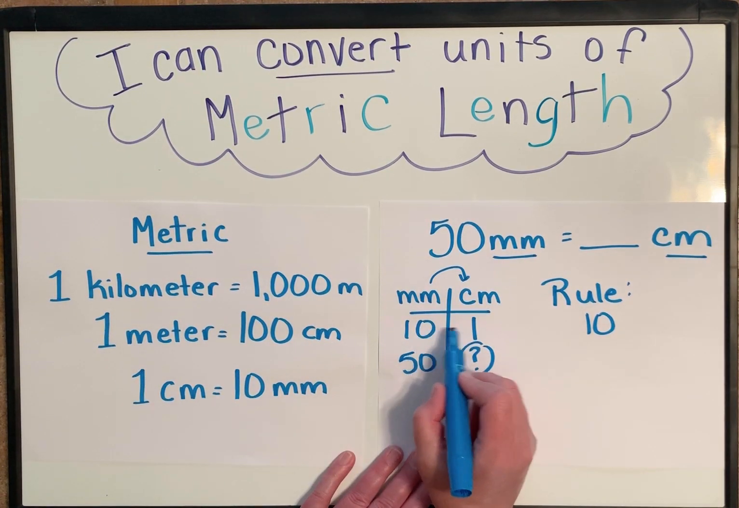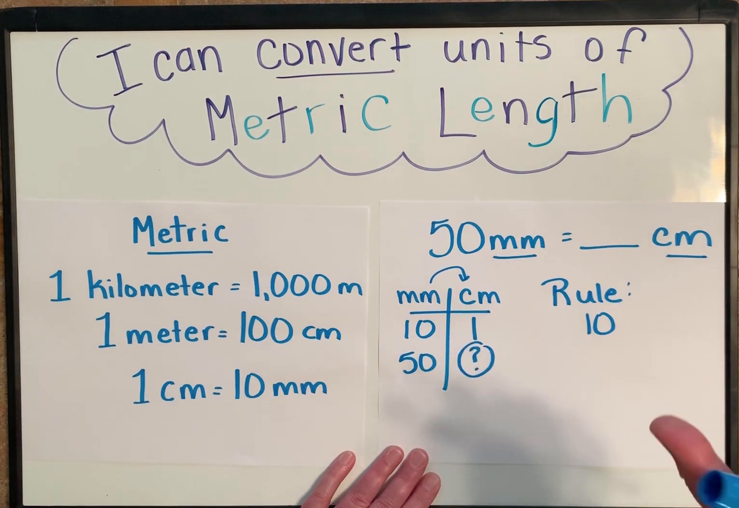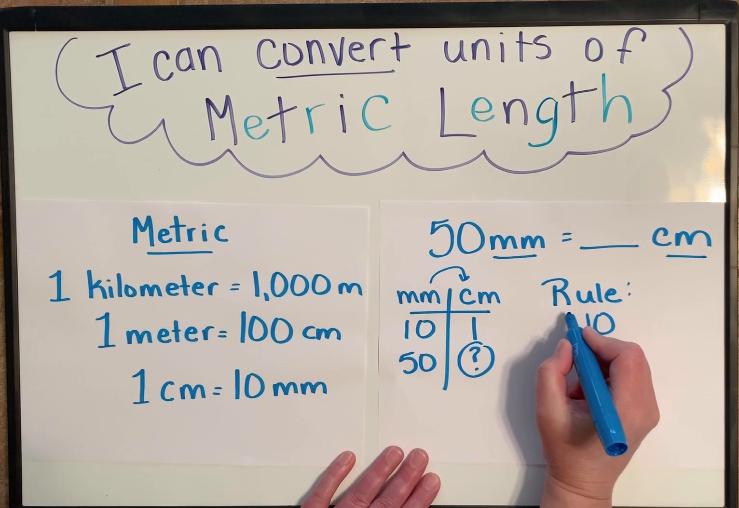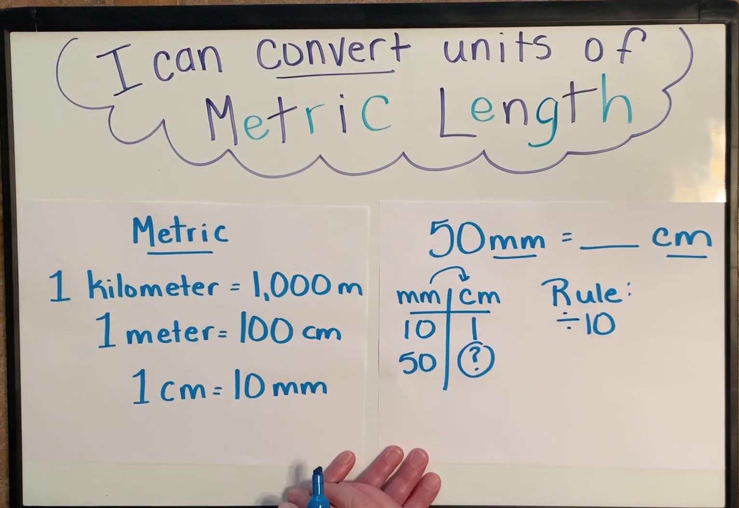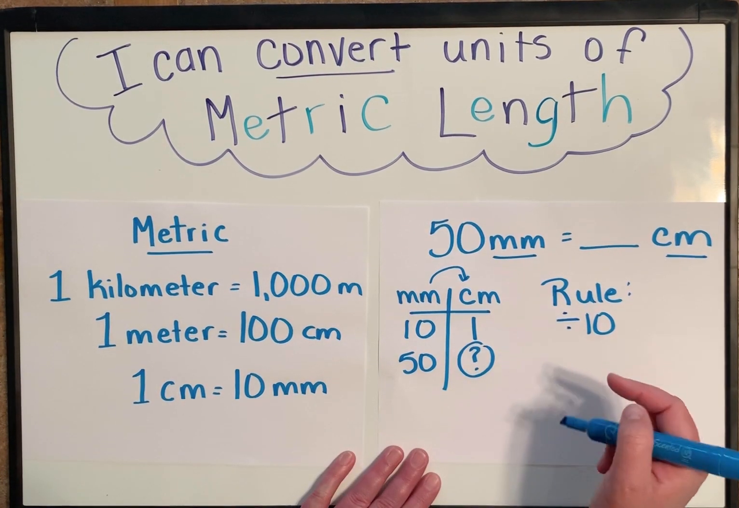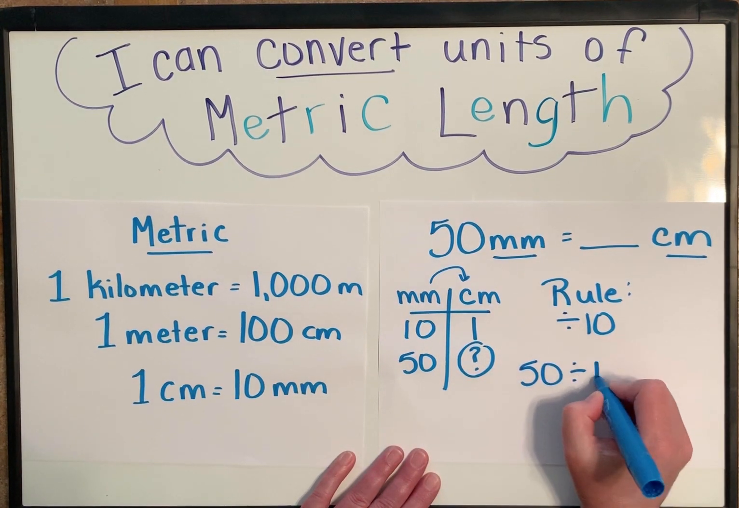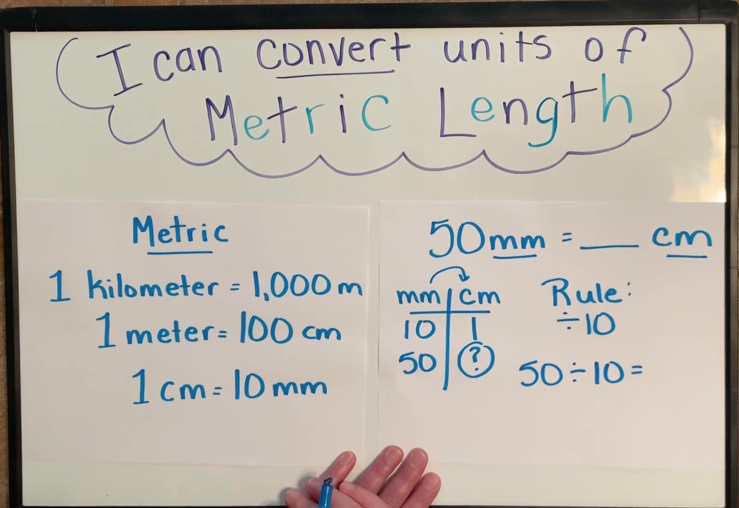So how do you get from 10 to 1? Did that number go up or did it go down? It went down. So if a number goes down, the rule is divide. Divide by 10. So let's take our 50 divided by 10. What is 50 divided by 10?